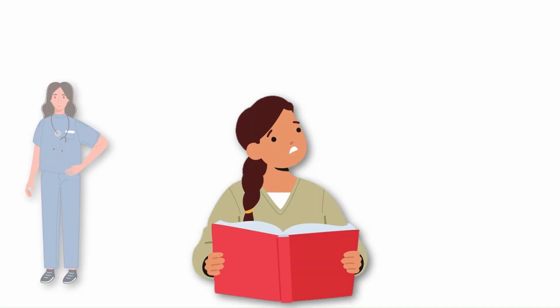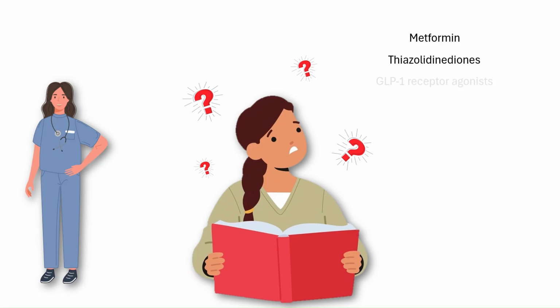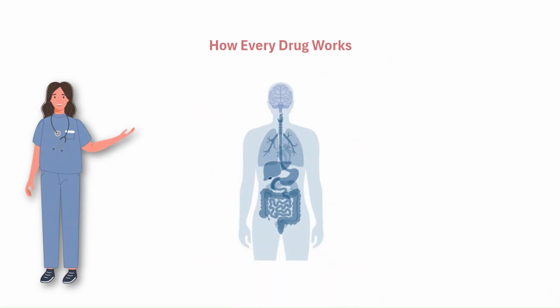Diabetes pharmacology often feels confusing. Not because the drugs are difficult, but because we're usually taught them as isolated names on a list. Today, instead of memorizing drug classes, we're going to follow the disease through the body and watch how each drug steps in to fix a specific problem. Once you understand the story, the pharmacology stops feeling abstract and starts to make sense.